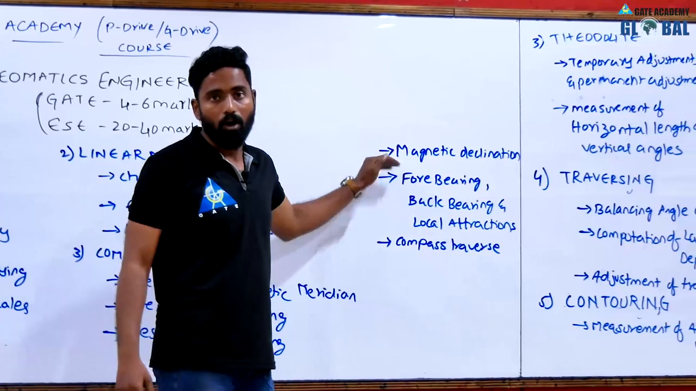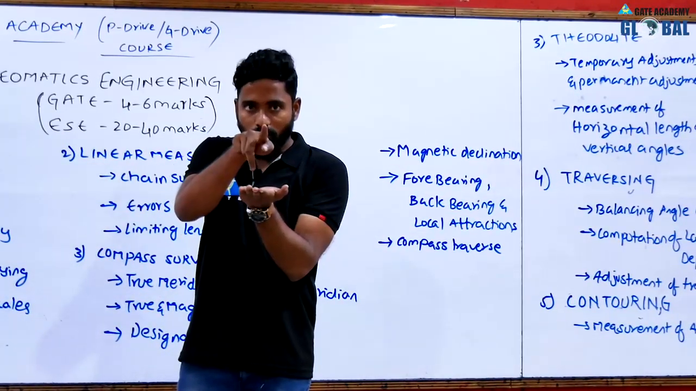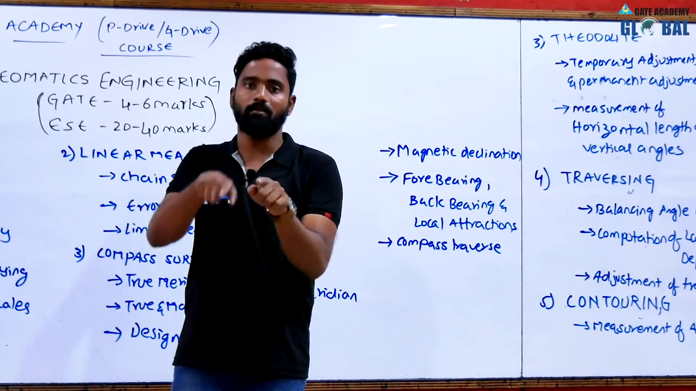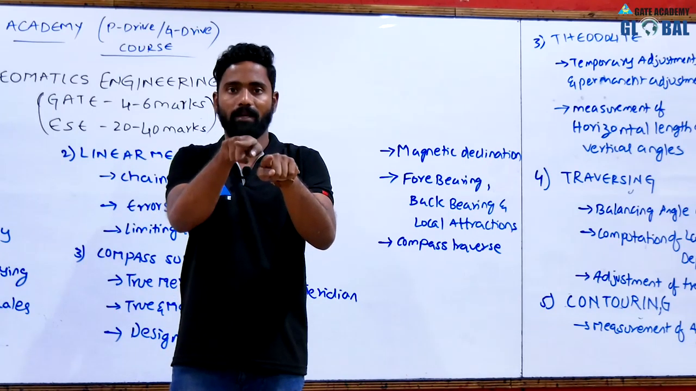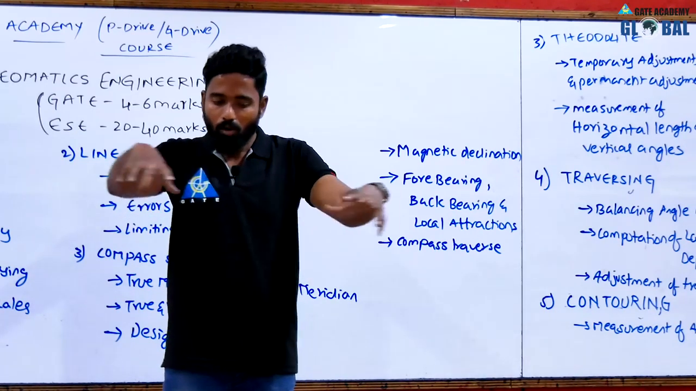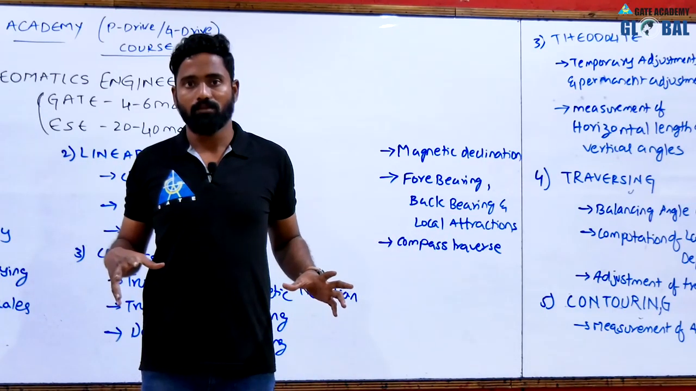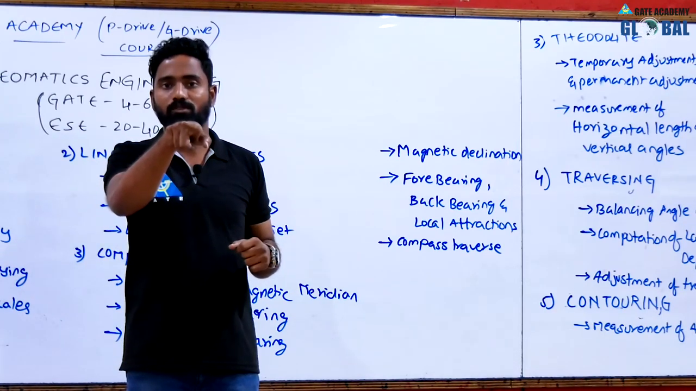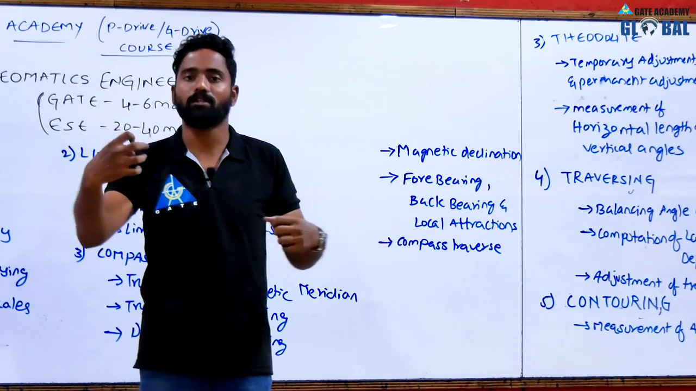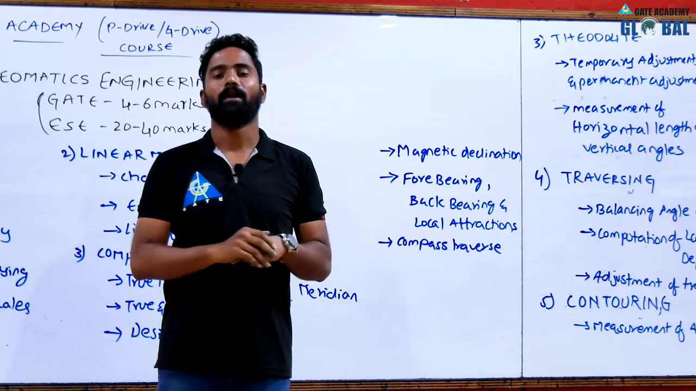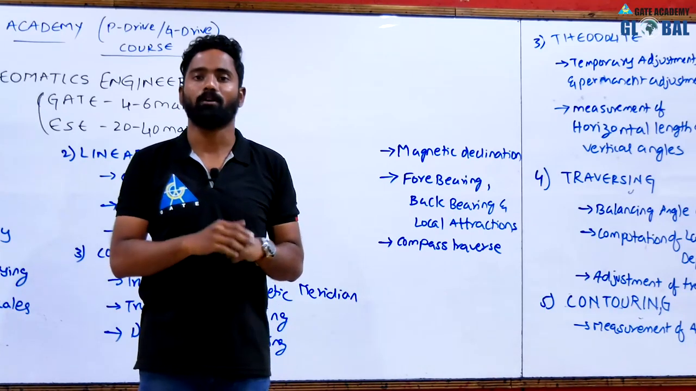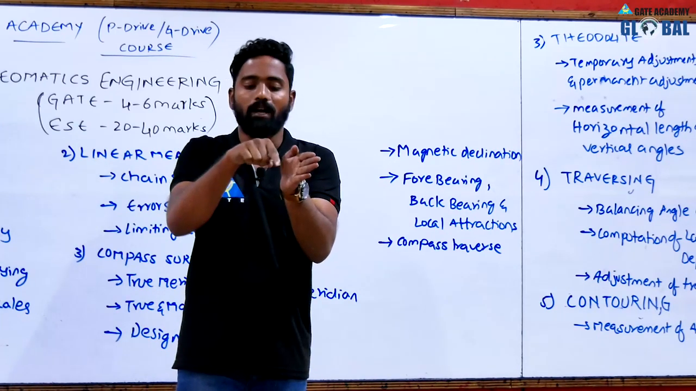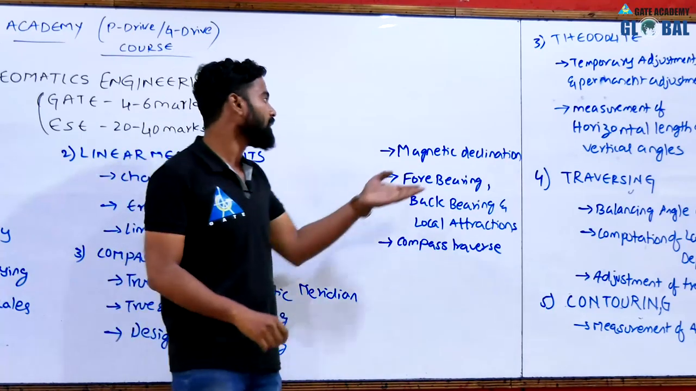And magnetic declination: true north will not always be the same as magnetic north. There will always be some declination or some change. That means magnetic north might get deflected with respect to true north because of the local magnetic flux. The name itself says magnetic north or magnetic flux. So, the needle always deflects towards the magnet or places where there is more attraction. So, there will be some difference between true meridian and magnetic meridian, true north and magnetic north. That is called declination, magnetic declination.